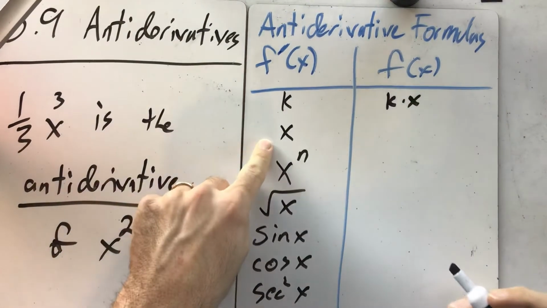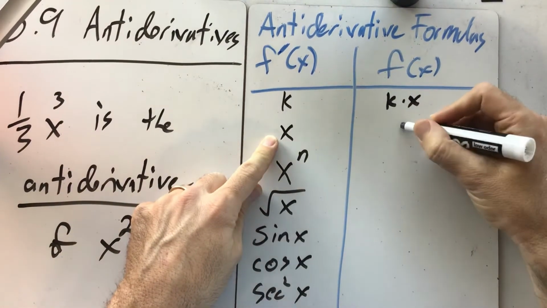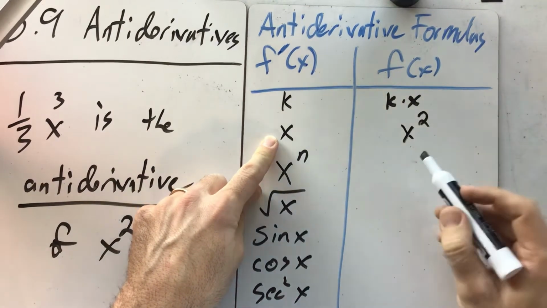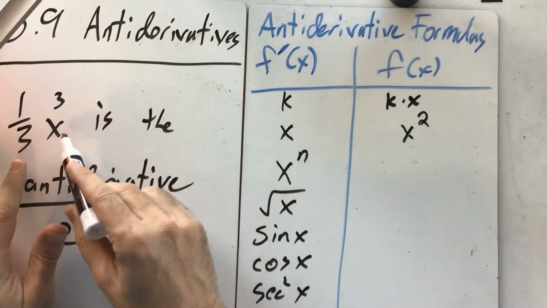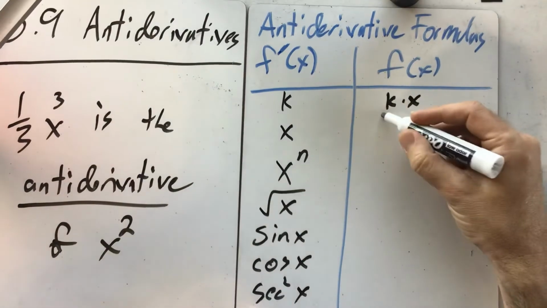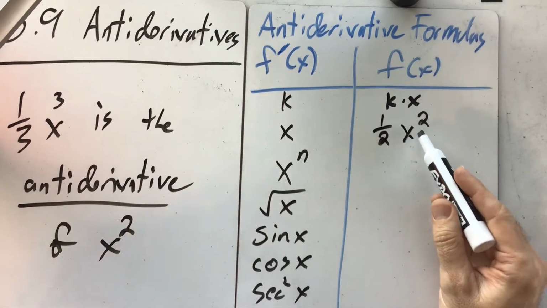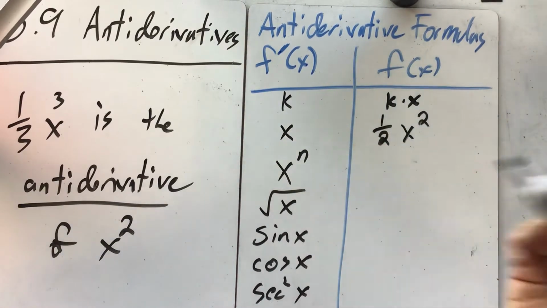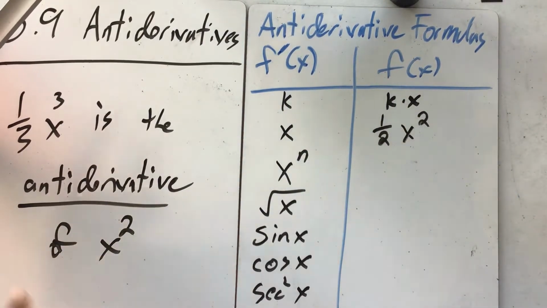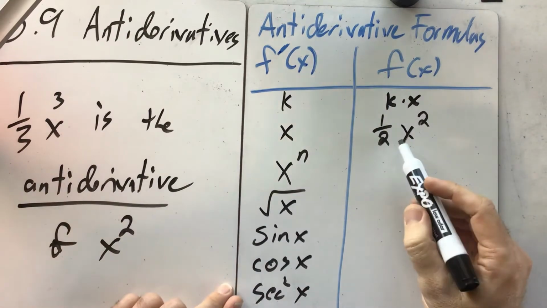How do you get just a plain x by itself? Well, the answer is an x squared. But just like here, you can't just do an x squared. You have to do a 1/2 x squared. Because if you take the derivative of 1/2 x squared, you get 1/2 times 2x, and that gives you x back again. And what you'll notice is there's a general pattern that seems to be forming.